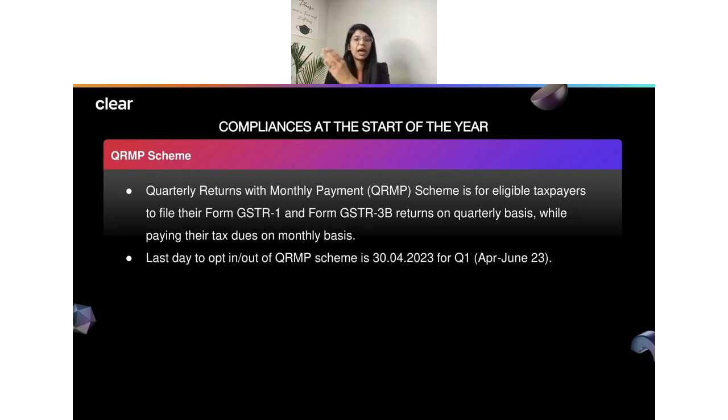Otherwise, the recipient will say, okay, I'm not able to claim ITC, so I'm not going to make you the payment. That's another problem which you may face. So it's always recommended that if you're doing B2B supplies, you should go ahead and file the IFF as well.